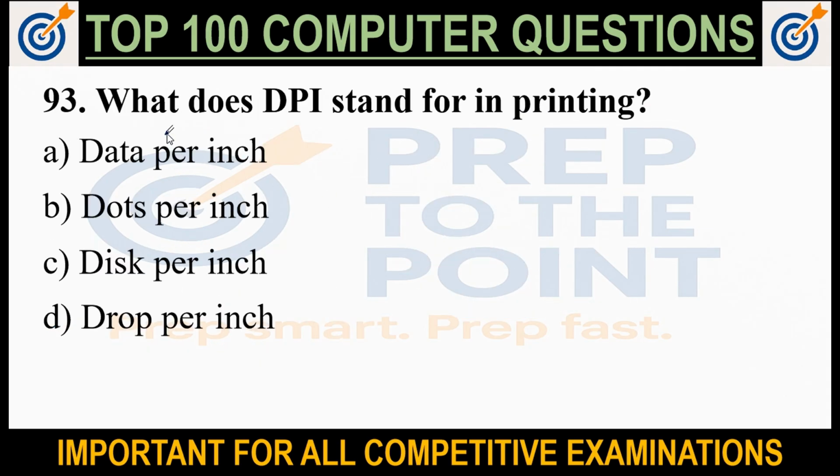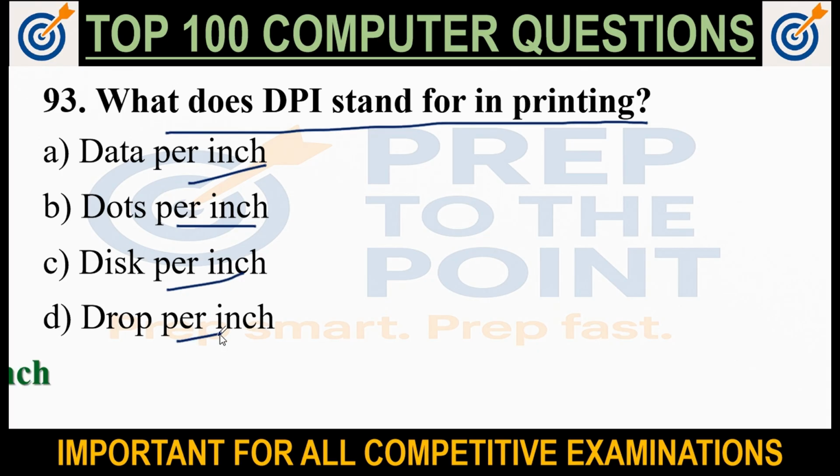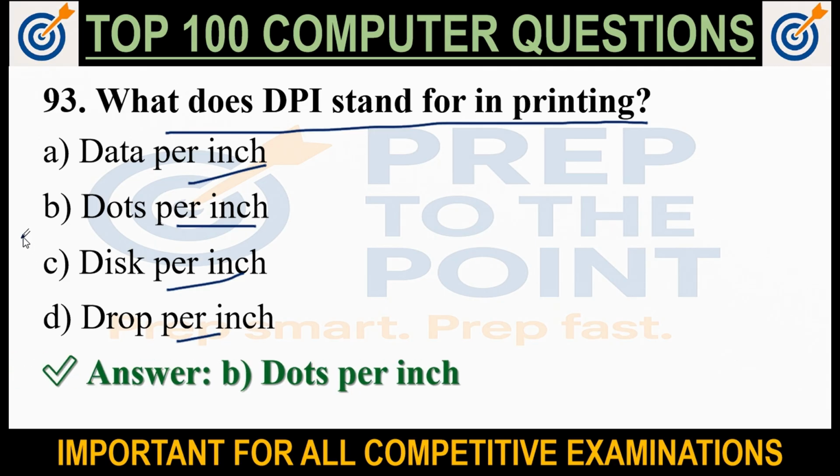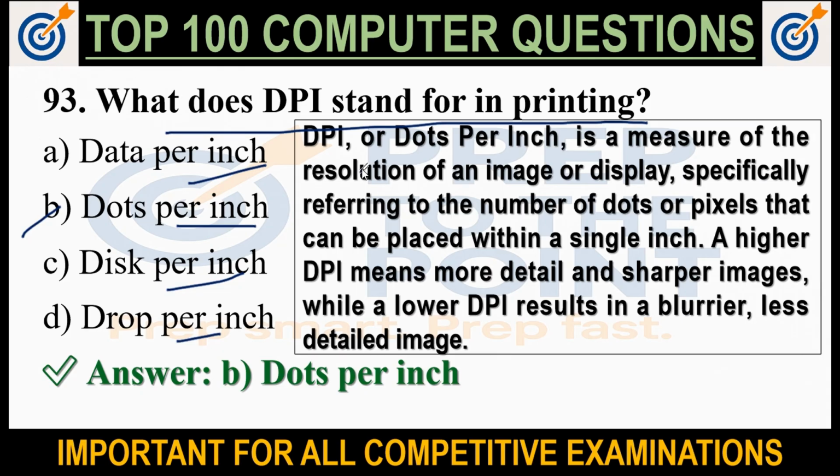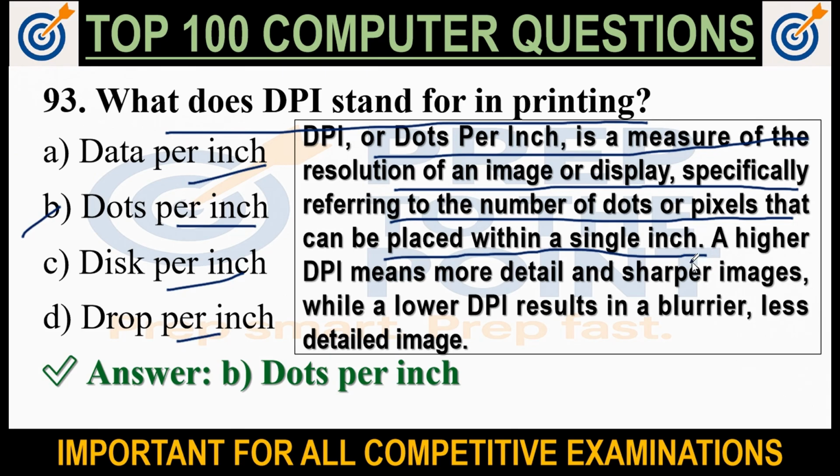What does DPI stand for in printing? Data per inch, dots per inch, disk per inch, or drop per inch? The right answer is dots per inch, that is option B. DPI, or dots per inch, is a measure of the resolution of an image or display, specifically referring to the number of dots or pixels that can be placed within a single inch. A higher DPI means more detailed and sharper images, while a lower DPI results in a blurrier, less detailed image.